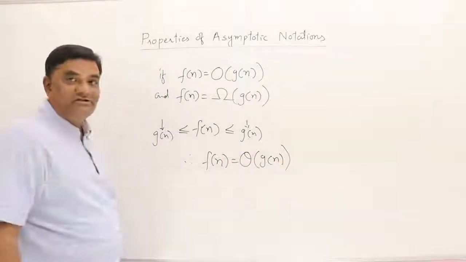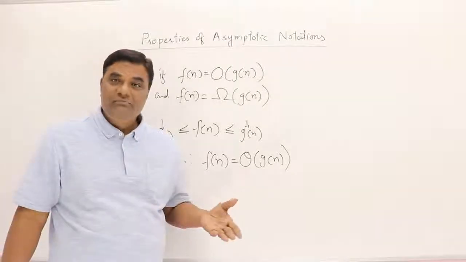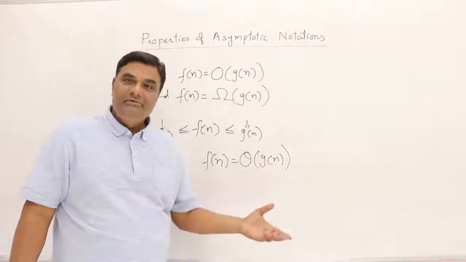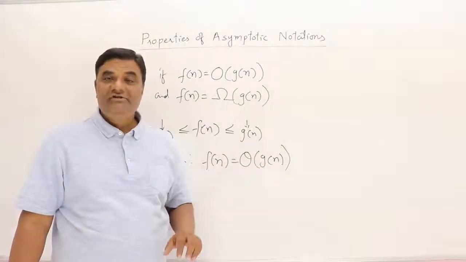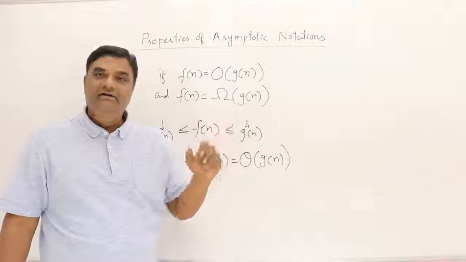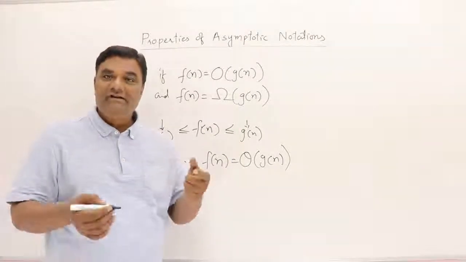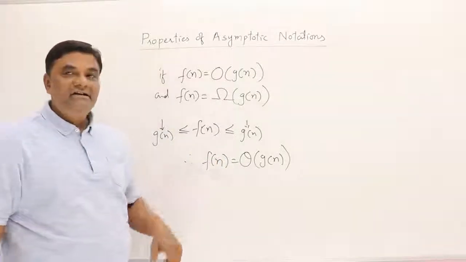Yes, when the same function is both an upper bound as well as a lower bound, it actually means it is equal. In upper bound we take equal or greater, in lower bound also equal or greater. If something is appearing in both, it means it is equal. So that is the theta bound.